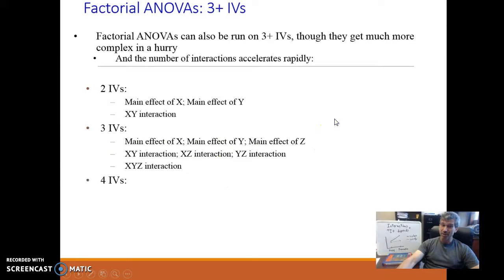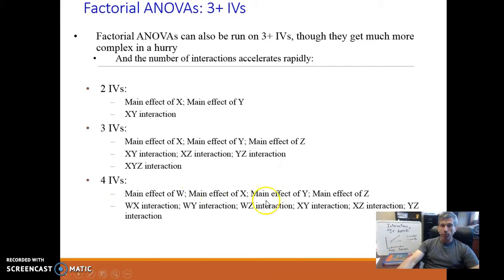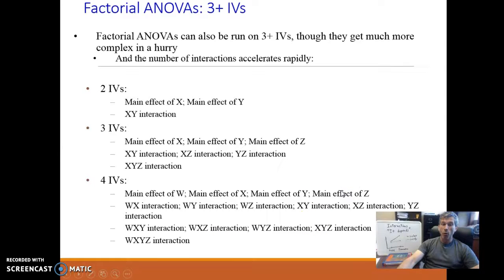Let's say you add a fourth one into the mix. Oh, it's going to be painful. Four different possible main effects. One, two, three, four, five, six different two-way interactions that would need to be tested. Four different three-way interactions, and a whopper of a four-way interaction would have to be tested as well. That's a lot of different hypothesis tests. That's a lot of different F-scores.